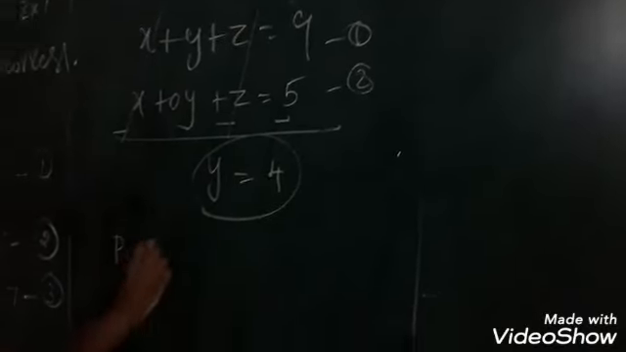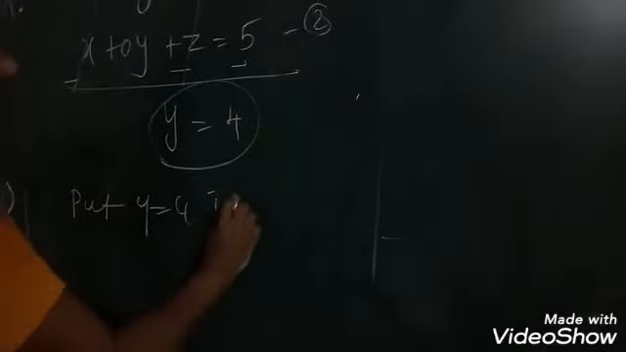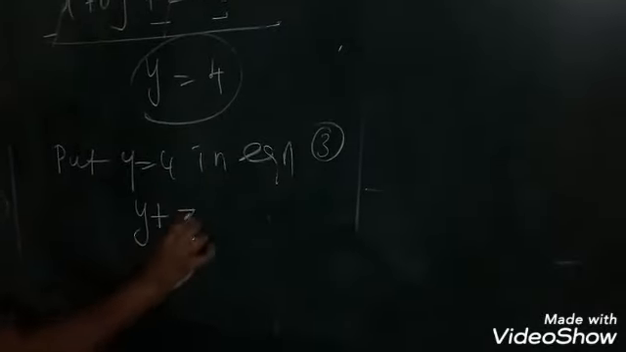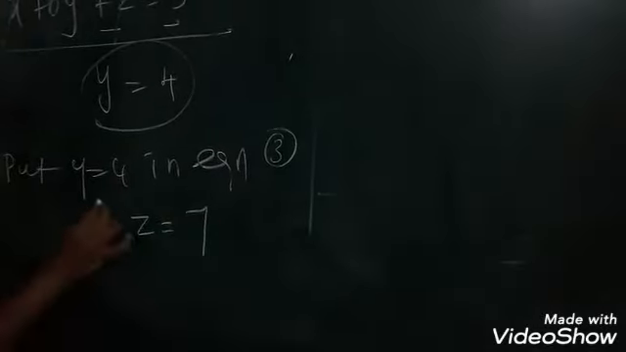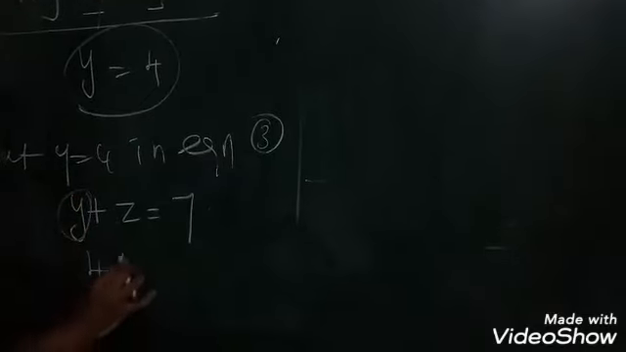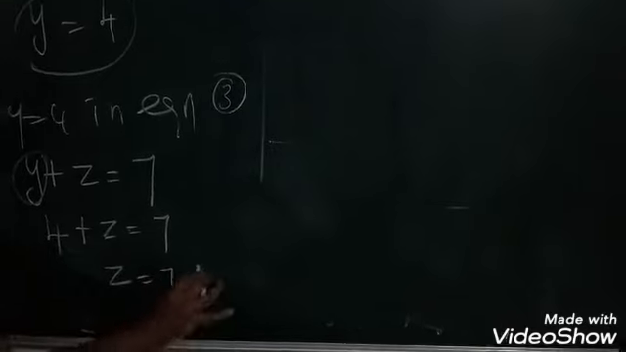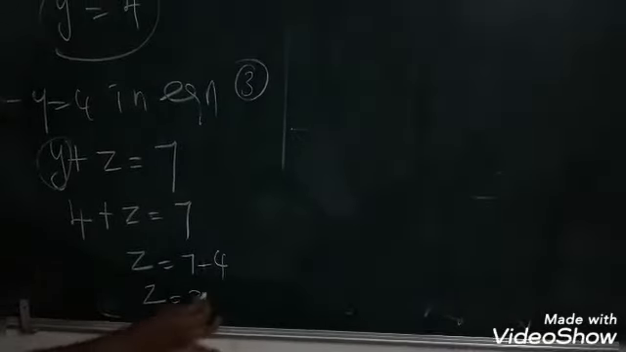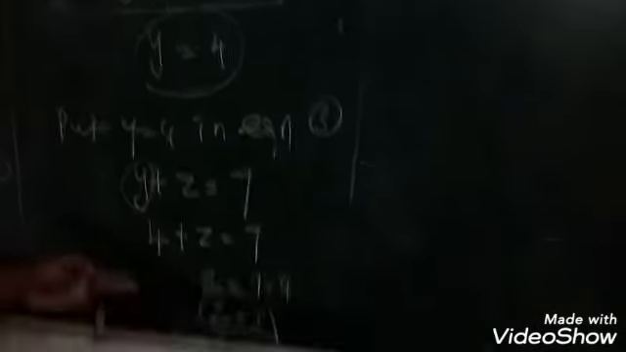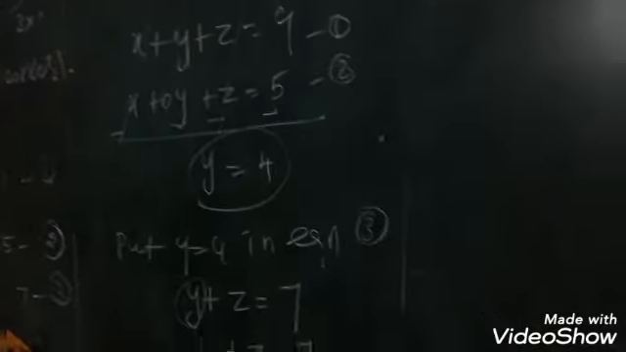Again, put y is equal to 4 in equation number 3. What is the equation? Y plus z is equal to 7. Now instead of y I put 4. 4 plus z is equal to 7. Now z is equal to 7 minus 4. So 3 is the answer. Is it easy now girls? Now y is found, z is also found, and then we need x.